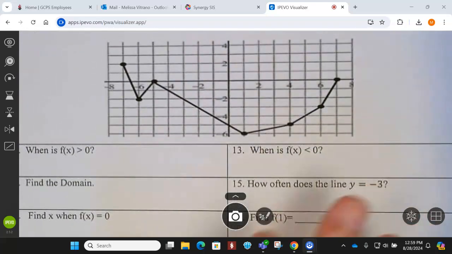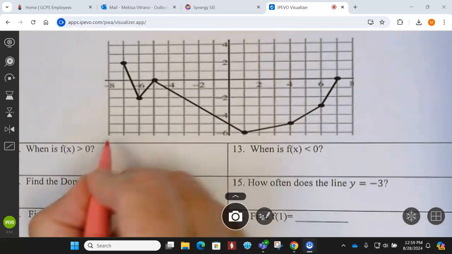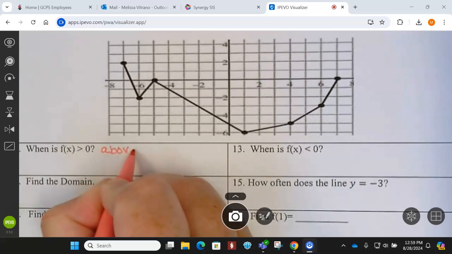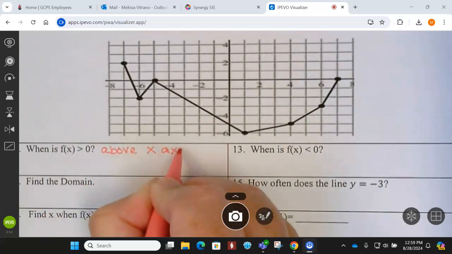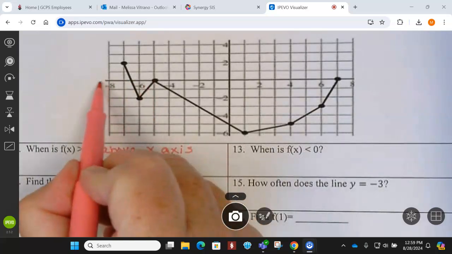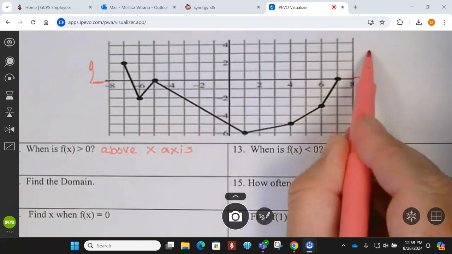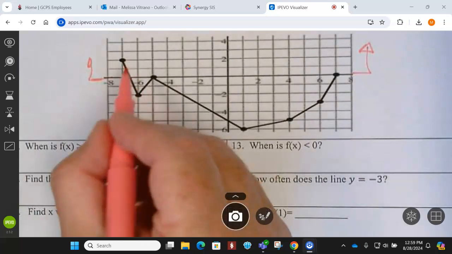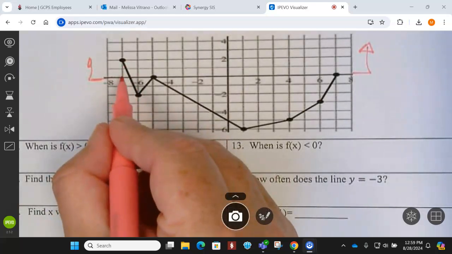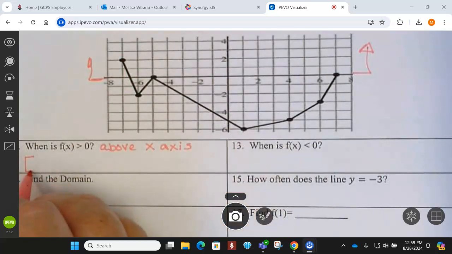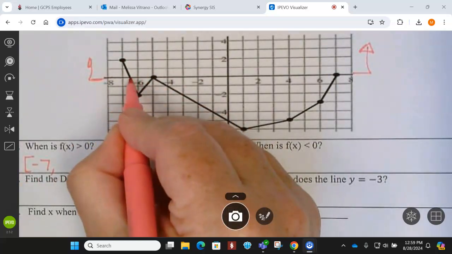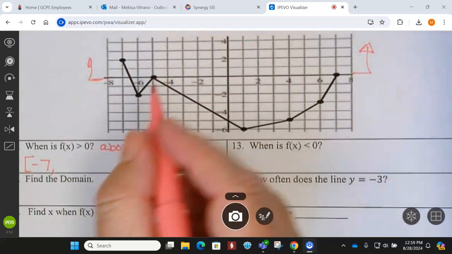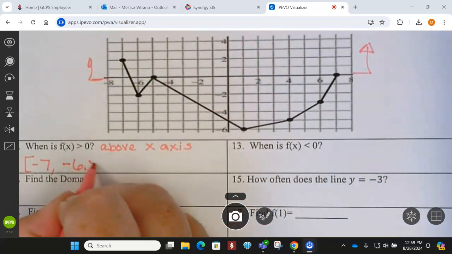Okay. I think I'll just use my pens. Okay. This means right here above the x-axis. So I'm looking from here up. So when am I above the x-axis? Again, x values. So right here at -7. And let's call that -6.5.